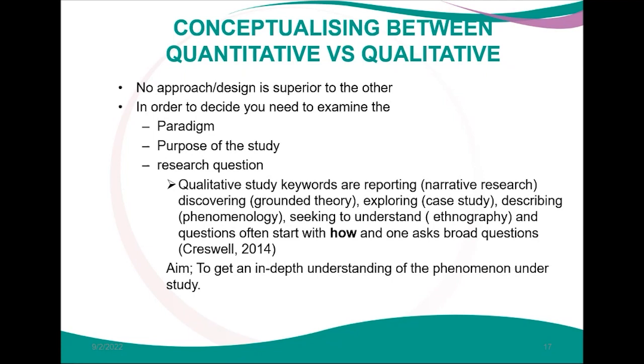In order to decide which approach you want to use, you need to look at the paradigm. Remember, I said the paradigm is your worldview. So if you are a post-positivist, a positivist researcher, or an interpretivist researcher, that will determine which method you want to use. And what is the purpose of your study? Do you want to build a theory, or do you want to test the theory? And then what is the research question that you want to use?